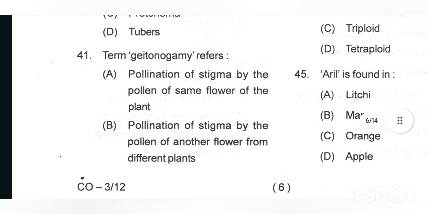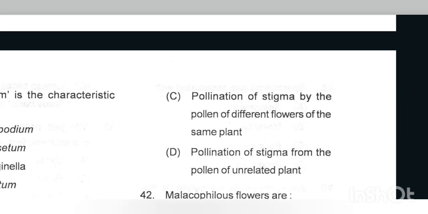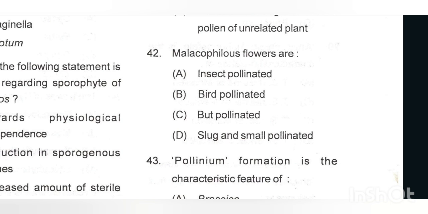The term geitonogamy refers to pollination of the stigma by pollen of a different flower of the same plant. But when it is the pollen of the same flower to the stigma of the same flower, it is called autogamy. Then malacophilous flowers are slug and snail pollinated flowers. It is not small, it is snail pollinated flowers.